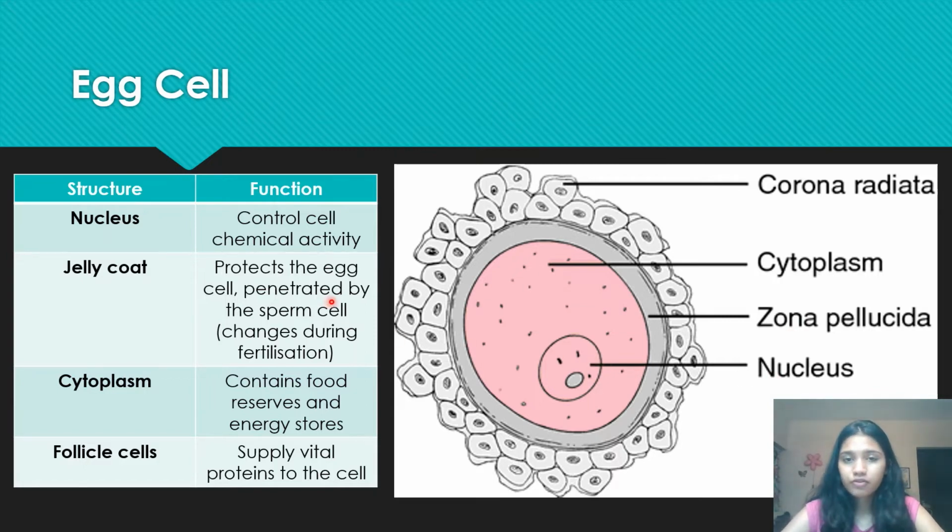We're going to look at the function of each of them. So we're going to go for follicle cells first. They supply vital proteins to the cell. Just remember they supply vital proteins to the cell. I have never seen past papers asking you the functions of follicle cells. I've only seen them asking you to draw egg cells, but I'd say memorize it.